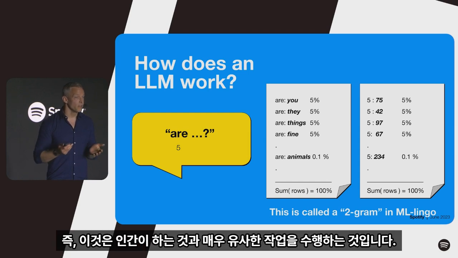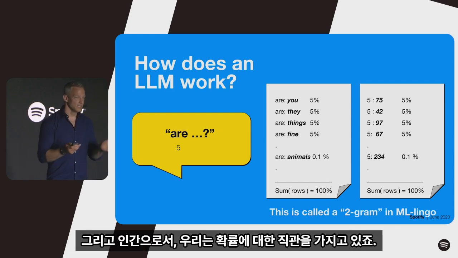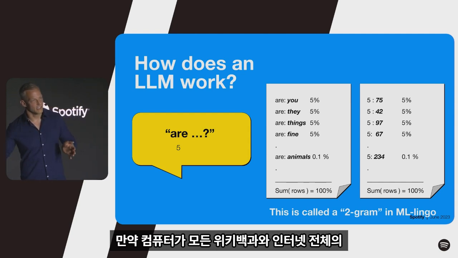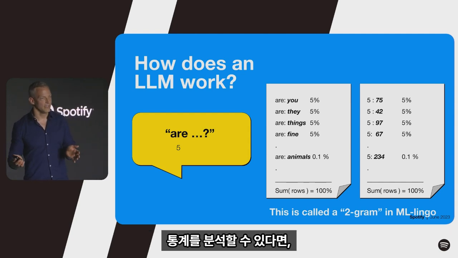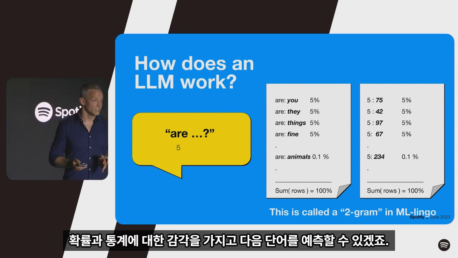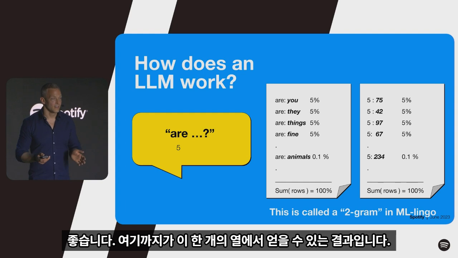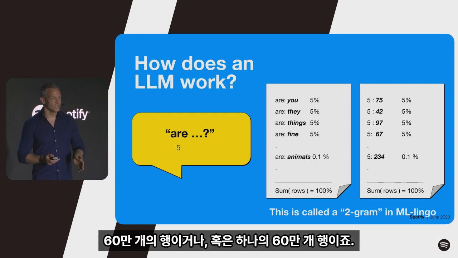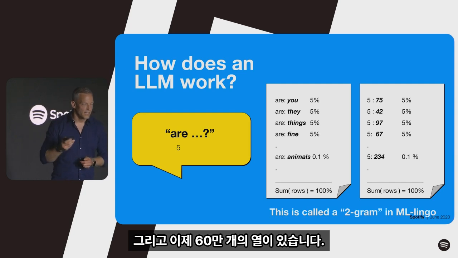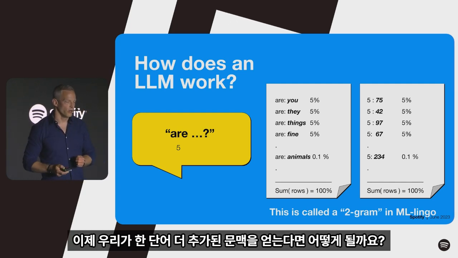So it's doing something very similar to what you would do as a human. And as a human, you have intuitions about the percentages, and I think it's easy to understand that if a computer could just look at all the statistics over all of Wikipedia and all the internet, it could also have a pretty good idea about the percentages and the statistics about the next word. All right, so this is as far as we get with this one column of 600,000 rows, or 600,000 rows and 600,000 columns. Now, let's say that we get one more word of context.